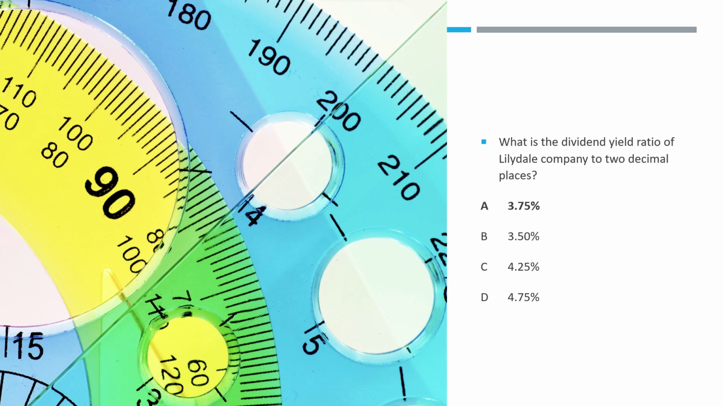As I told you in the beginning that the average dividend yield on S&P 500 index companies that pay a dividend historically fluctuates somewhere between 2% and 5%. So Lilydale's dividend yield is within these limits.